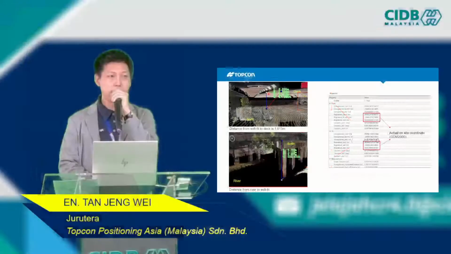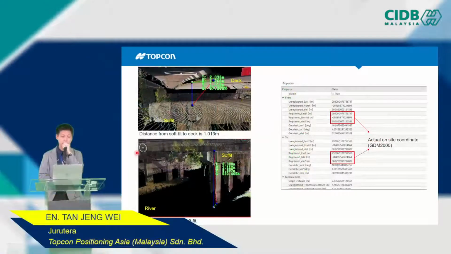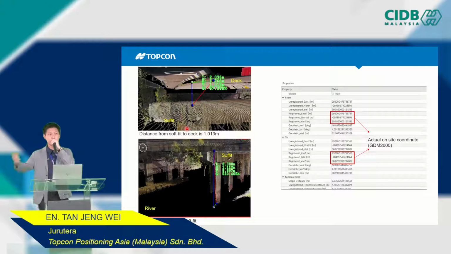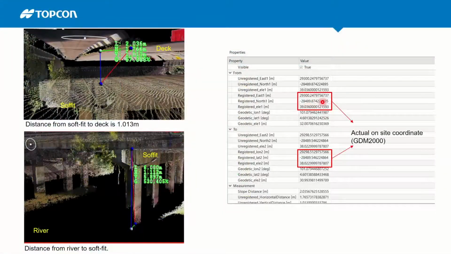With the millions of points, we can calculate the length, I mean the height or whatever measurement, inside the software, so the user does not need to go back to the site and pick up the point every time, right? And if you register with your reference, then we can also show the actual site coordinates inside the software. Like for example, if you see, we do the calculation from the top to the bottom, it is about 6 meters. The length is about 6 meters.